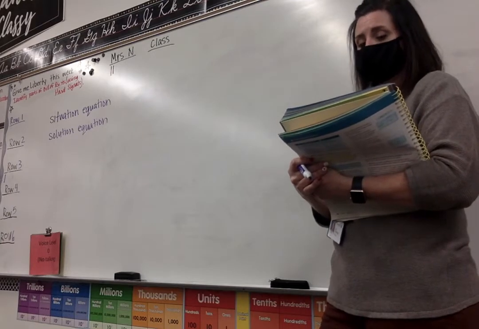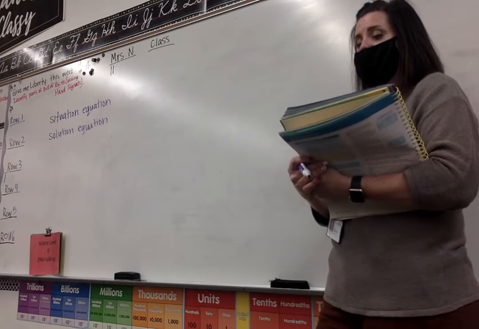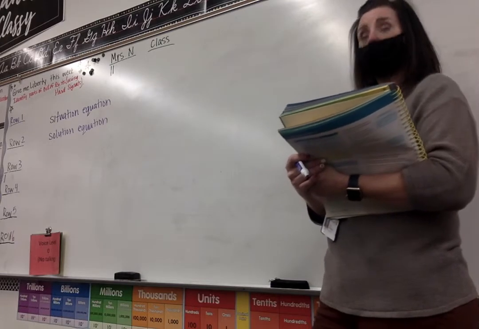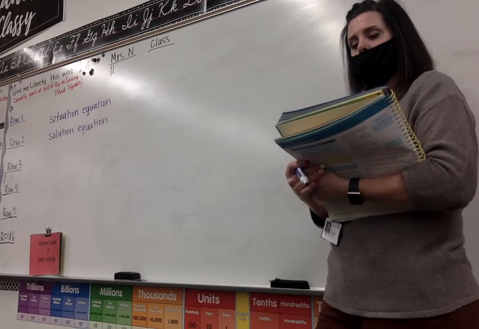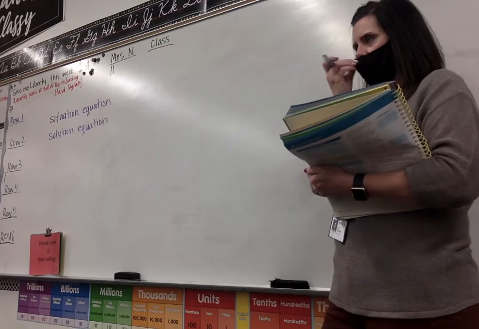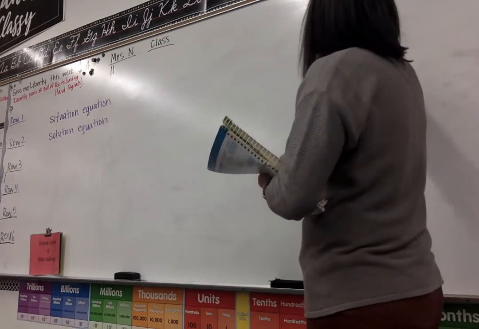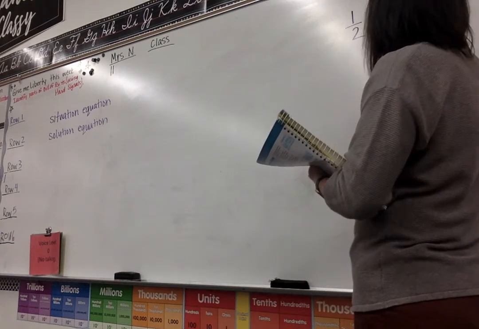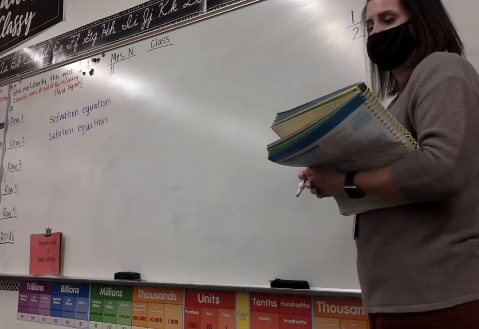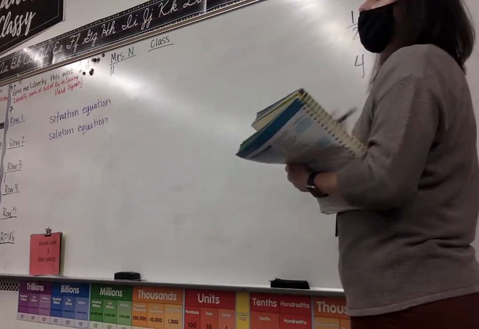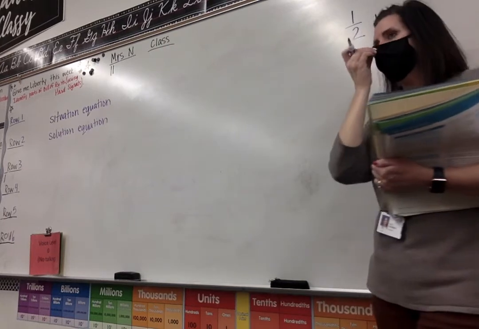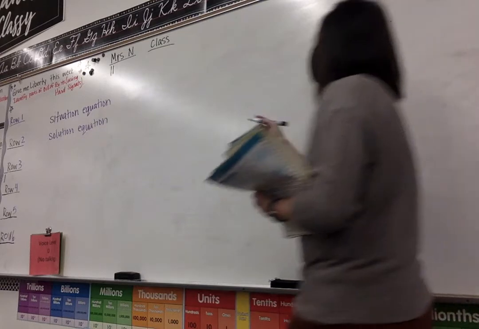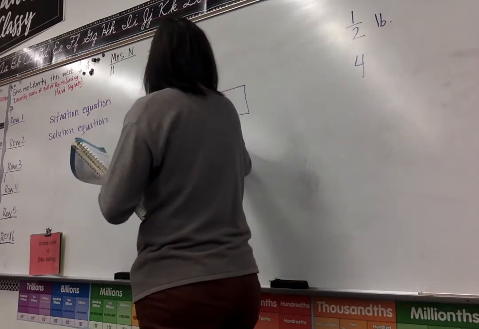A pastry chef divided a half block of cream cheese into 4 identical pieces. What was the weight of each piece? So, the pastry chef divided a total of a half pound of cream cheese into 4 pieces. Now, what I would like you to do, I'm not even going to do the model. Well, I'll make the model for you. I already know the answer.